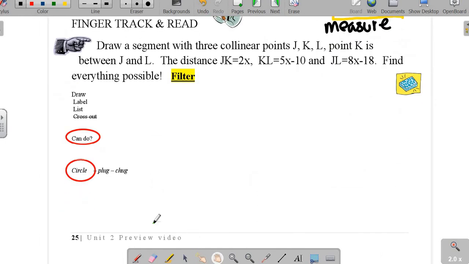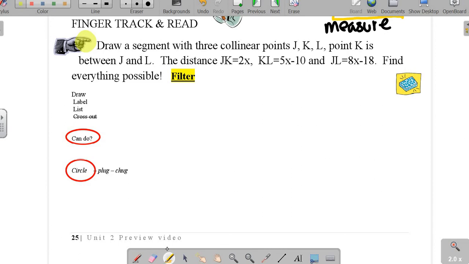We're going to do this problem together. So remember, we read with 3 body parts 3 times, even though no one's watching. I want you to put your finger right where that yellow dot is and read out loud with your finger on the paper. Draw a segment with 3 collinear points, J, K, and L. Point K is between J and L. The distance JK is 2x. The distance KL is 5x minus 10. And the distance JL is 8x minus 18. Find everything possible.